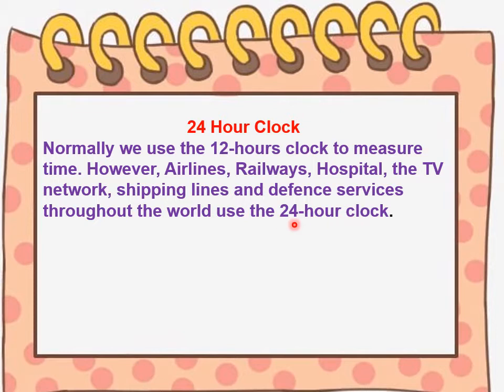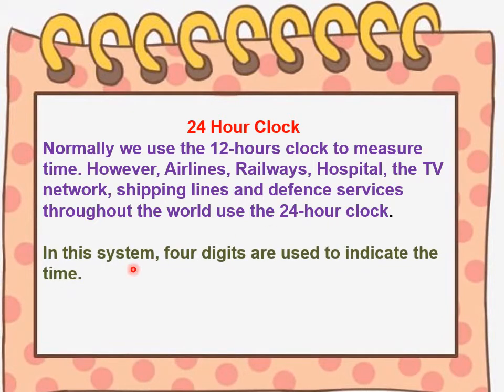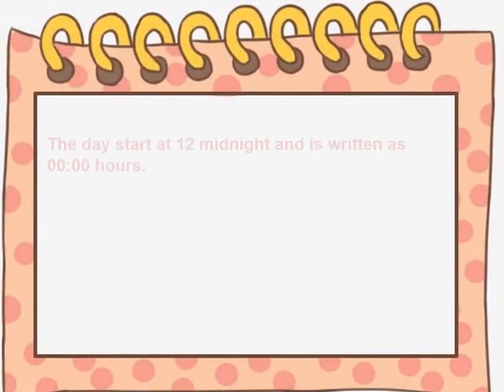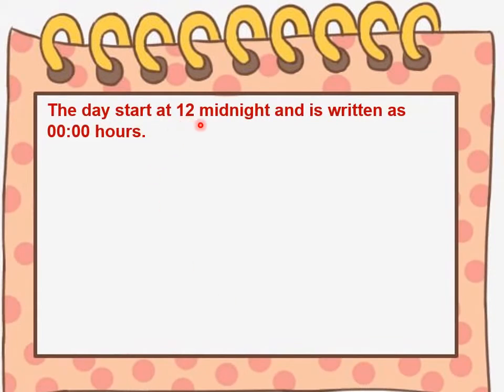In this system, 4 digits are used to indicate the time. The first 2 digits show the hours and the last 2 digits show the minutes. The day starts at 12 midnight, and the new day is written as 00, then 00 hours.